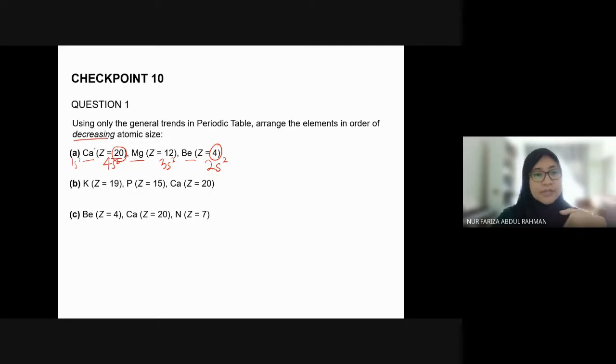So the largest would be calcium, because n is equal to 4, followed by magnesium and then beryllium. So the answer would be calcium is the largest, followed by magnesium, and lastly we have beryllium.